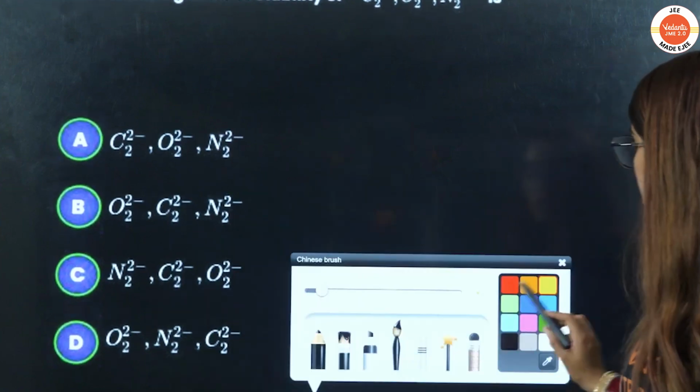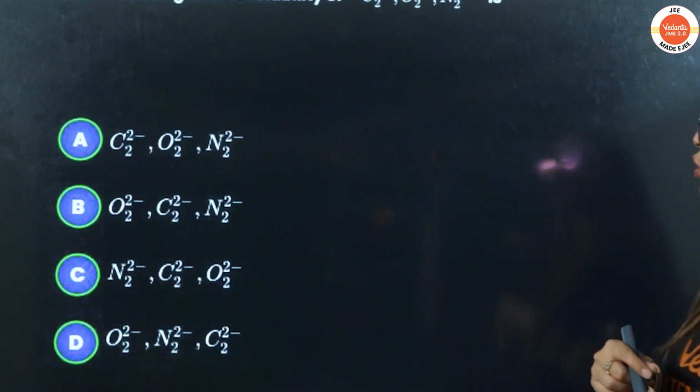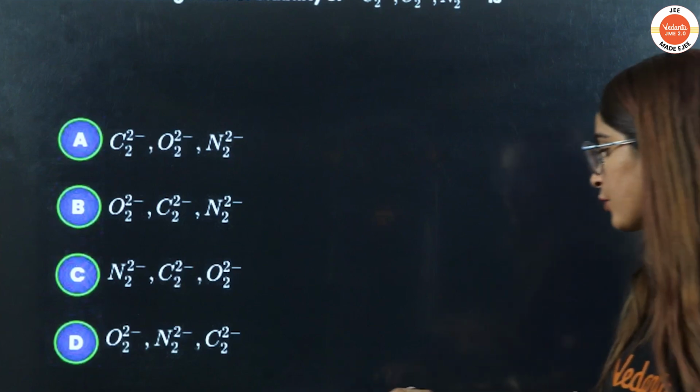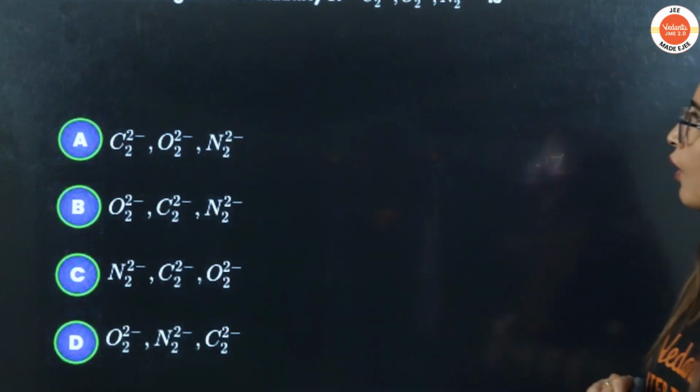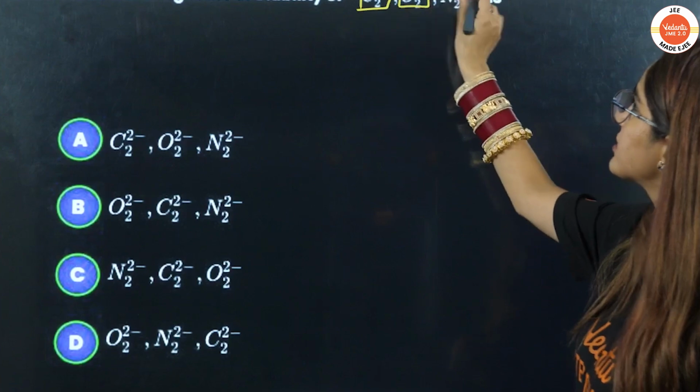Now, let us see the next question, which is based on the correct increasing order of stability of these. Beta, again, this question is based on which thing? You have C2 2 negative, O2 2 negative, N2 2 negative. So here what you will do? Let us see that, okay? Now, the correct increasing order of stability, you have this, this, and this.